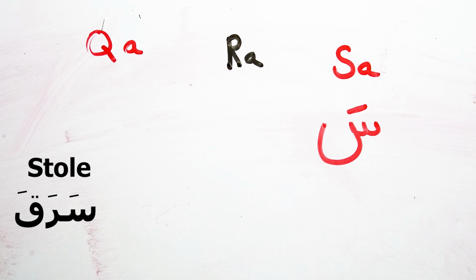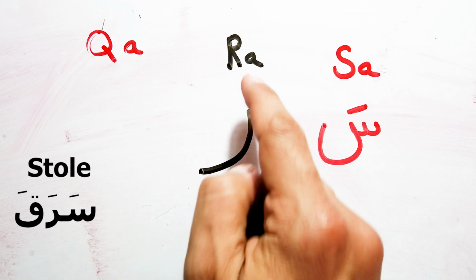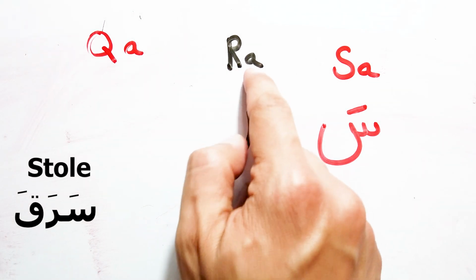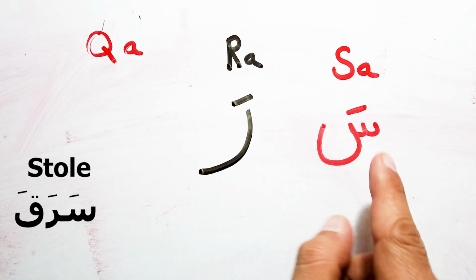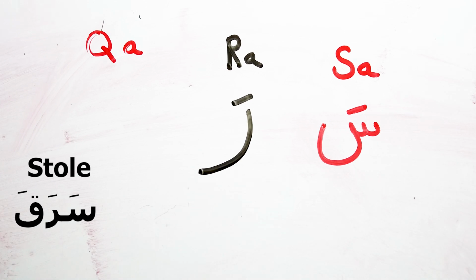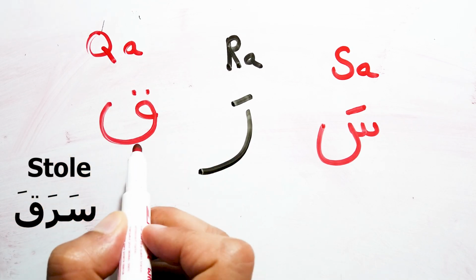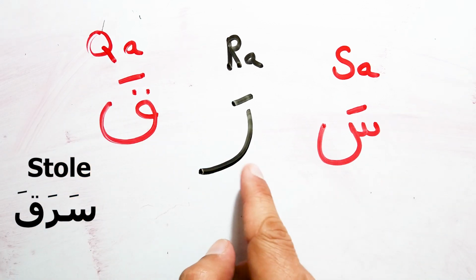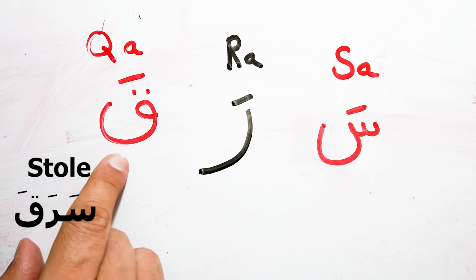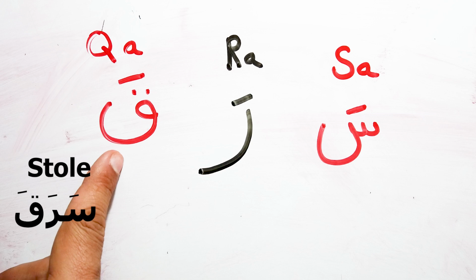Ra. The sound of R in Arabic is this letter, but again I have A. I say ra. So I must add this mark on the top, fatha. We call it fatha. Se, ra. And finally qa. This is qa, and I must add fatha on the top. Se, ra, qa. Again, this letter does not sound like K. K is lighter. I say qa.